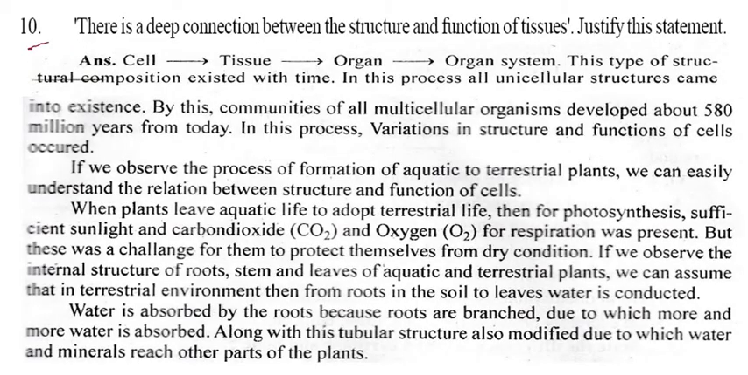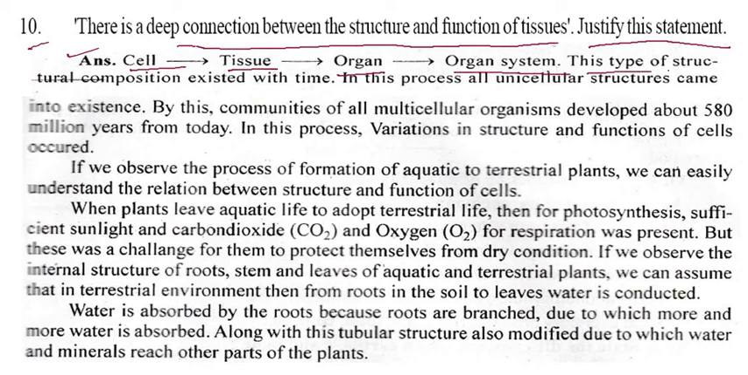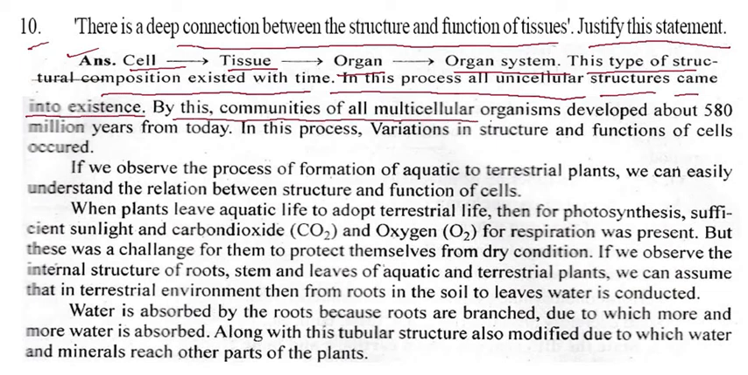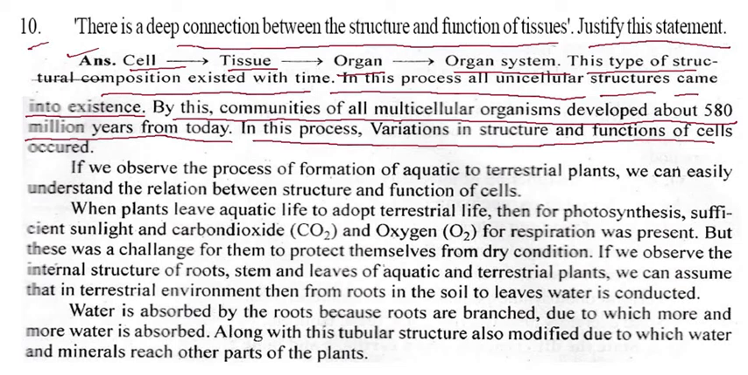Now come to the 10th question. There is a deep connection between the structure and the function of the tissue. Justify this statement. You can see here that the cell forms the tissue, tissue forms the organ, and organ forms the organ system. This type of structural composition developed with time. From unicellular structures, communities of cells came into existence, and all multicellular organisms developed about 580 million years ago. In this process, various changes in the structure and functions of the cell occurred.